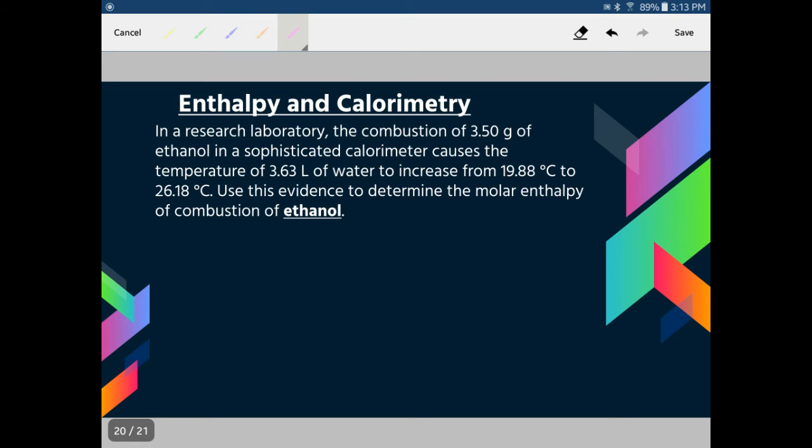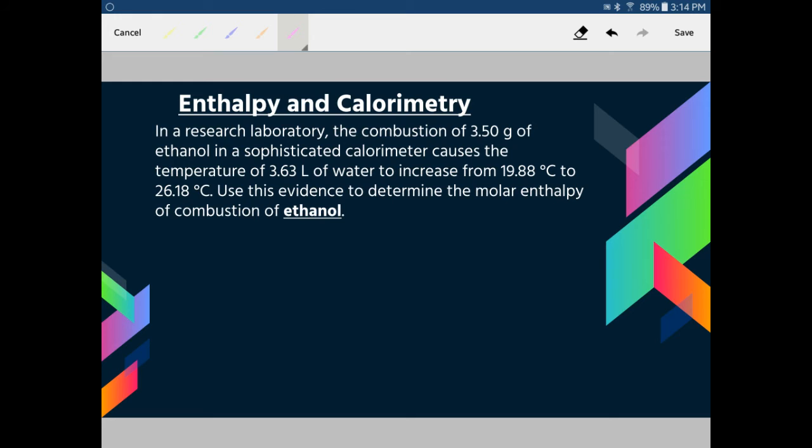So let's take a look at an example like that. This example says, in a research lab, the combustion of 3.5 grams of ethanol in a sophisticated calorimeter causes the temperature of 3.63 liters of water to increase from 19.88 degrees Celsius to 26.18 degrees Celsius. Use this evidence to determine the molar enthalpy of combustion of ethanol.